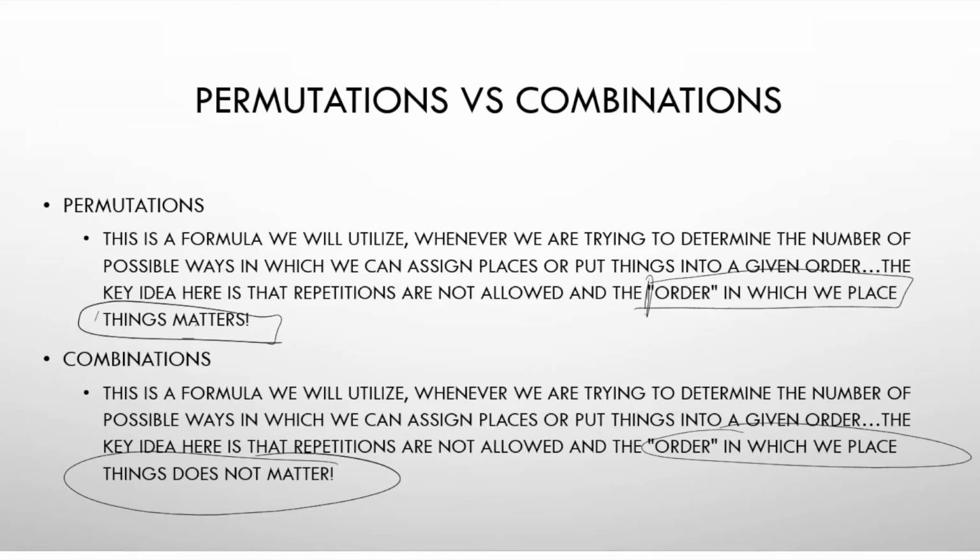Combinations would be like, I'm going to pick 5 students, and every single one of them gets an A. You're all getting the same thing. The order in which I pick you doesn't matter. So again, if everyone gets the same thing, it's a combination. If they get different things, it's a permutation.